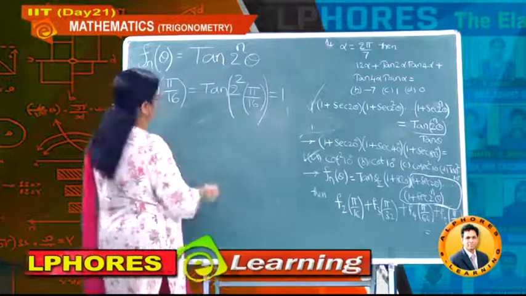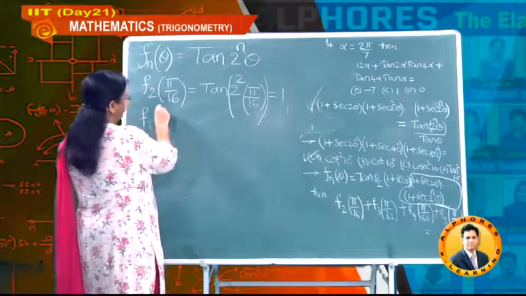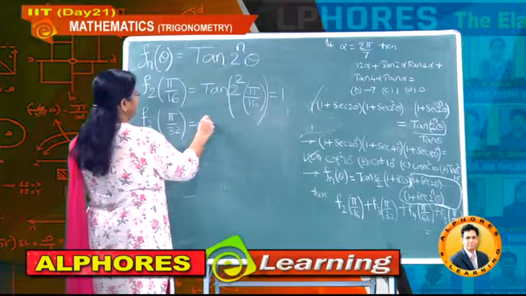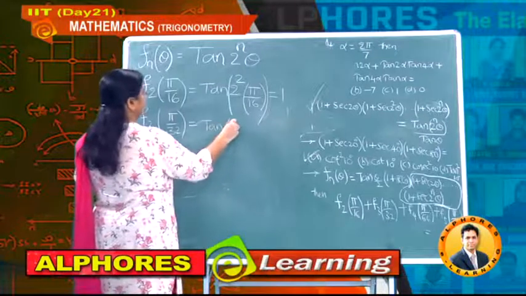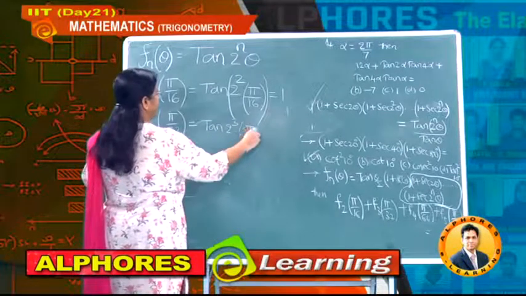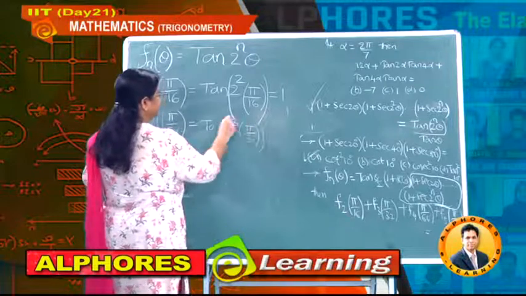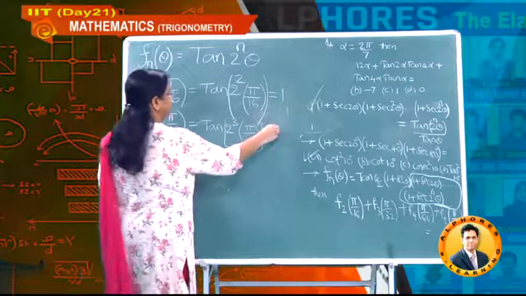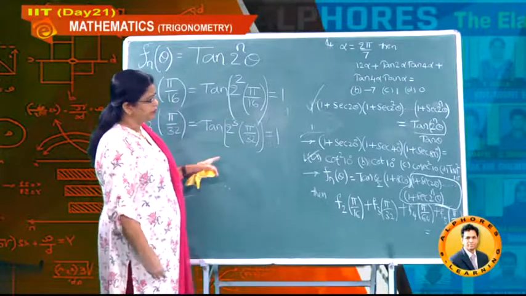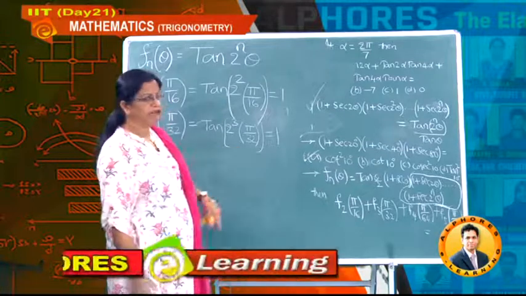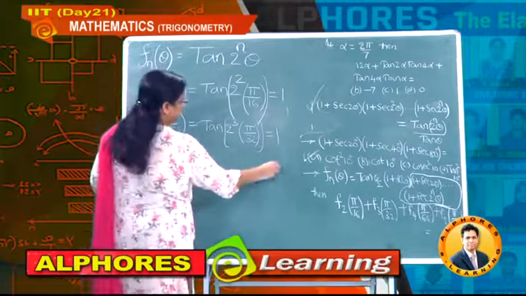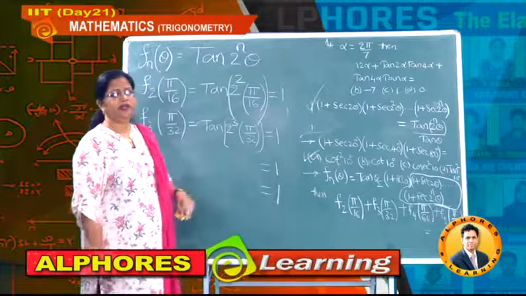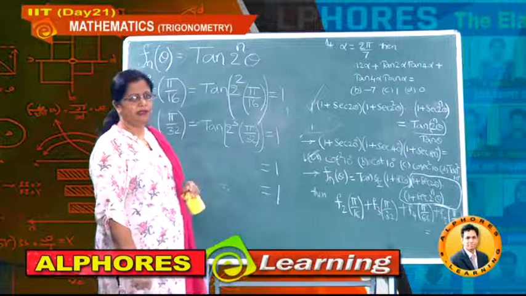In the same way, if I write f3 of pi by 32, then what about here? Tan, it is 2 cube, isn't it? 2 cube, and this is pi by 32. Okay students, then it is 8 pi and here 32. So tan pi by 4, again you got how much? 1. In the same way, you will get the other two also exactly 1 and 1. So if you add all these ones, then automatically what is your answer? It is nothing but 4.